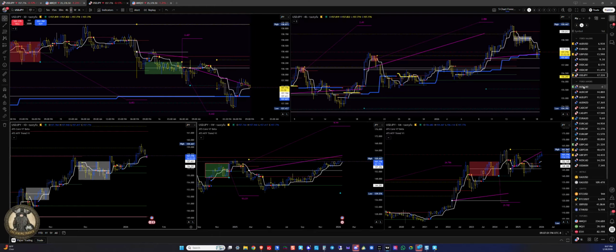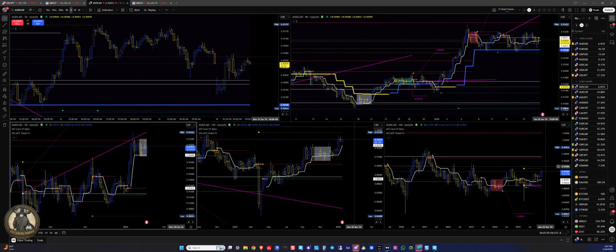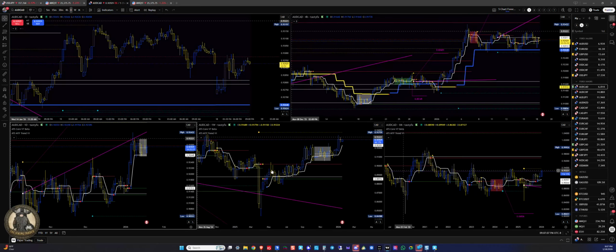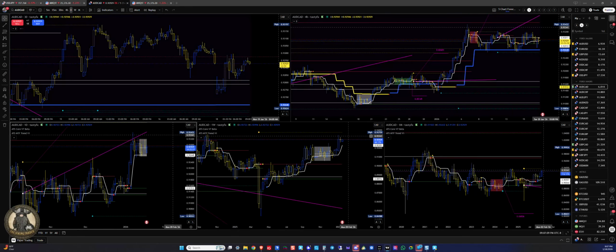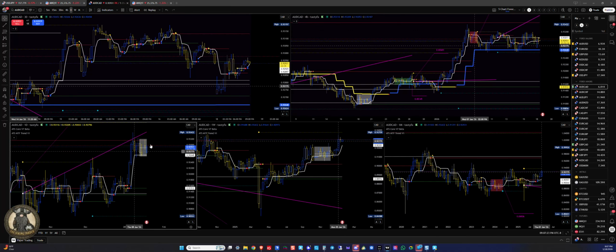And then one pair I did like was the Australian versus the Canadian dollar. So we are close on the monthly to hitting this liquidity line, and that liquidity line matches right up with the weekly liquidity line. So a lot of pull to get there. I would like to see price move a little bit back down here and then head up again, and then we are in a box on the daily.